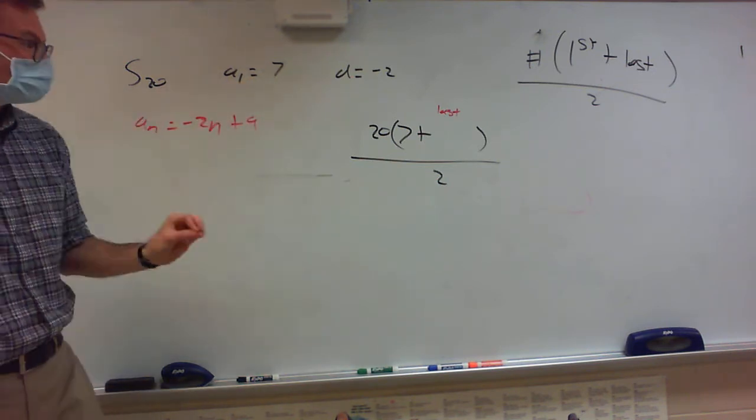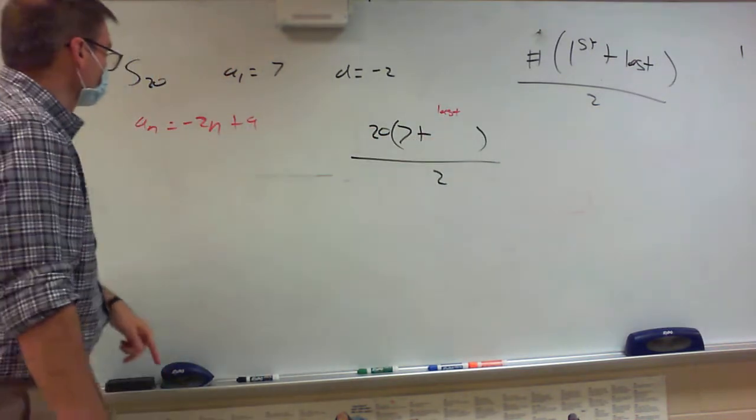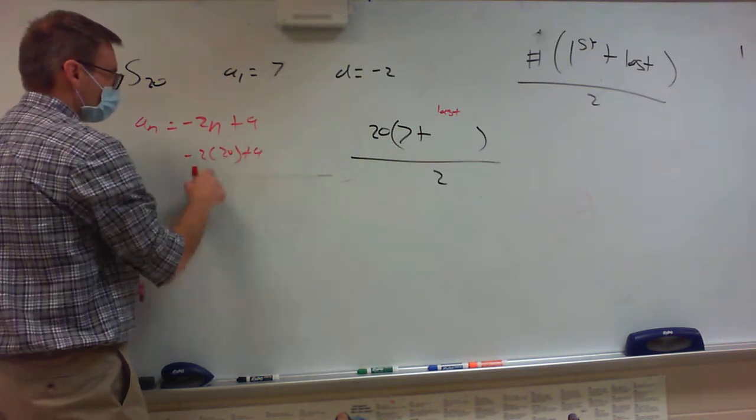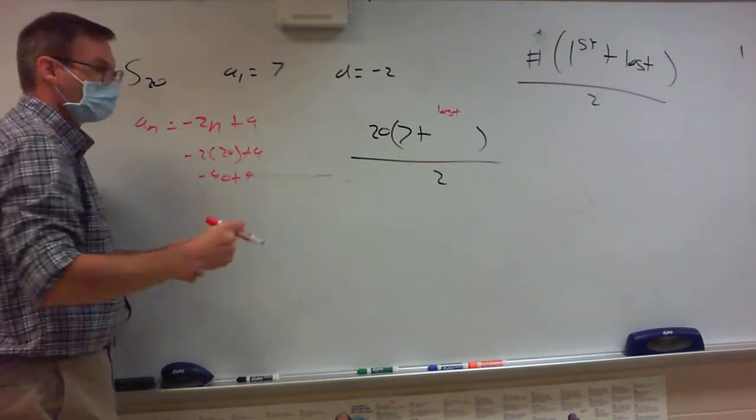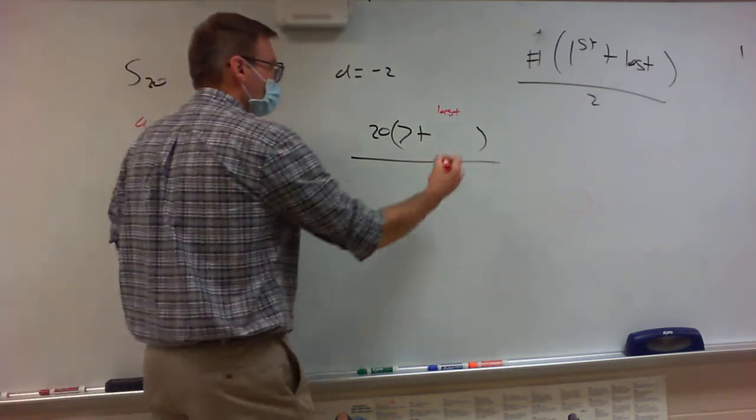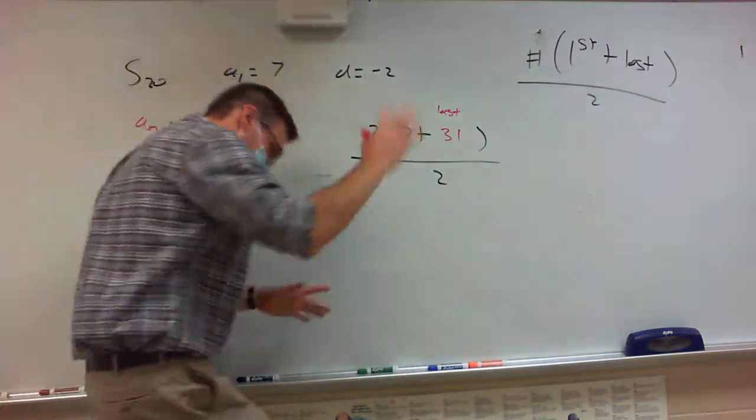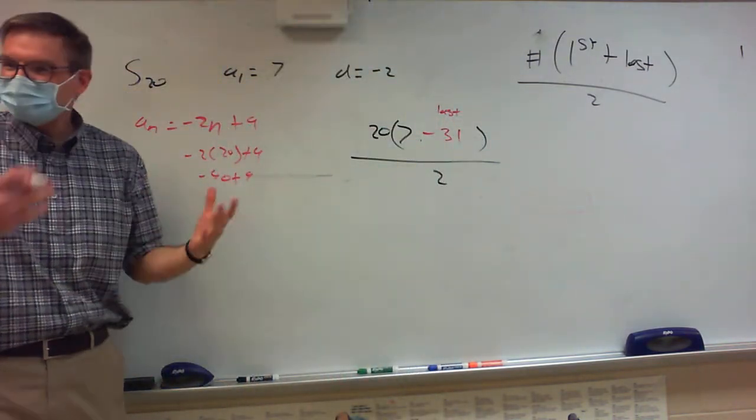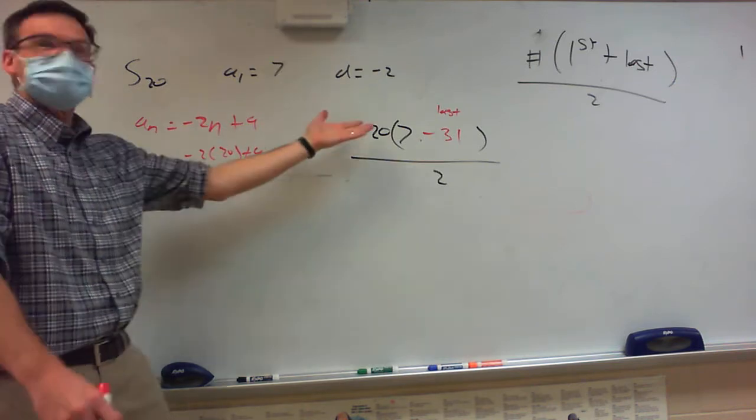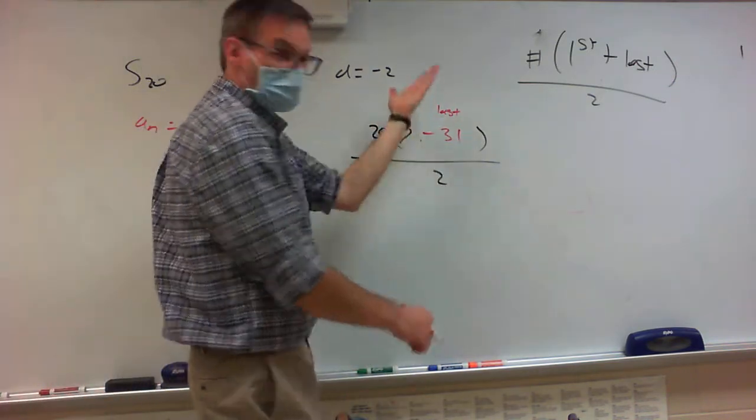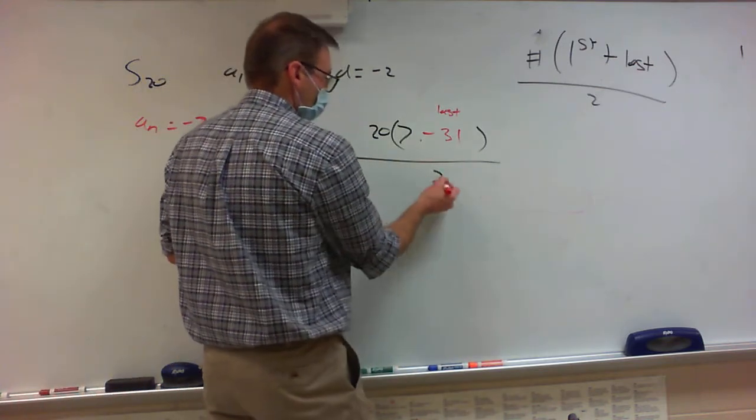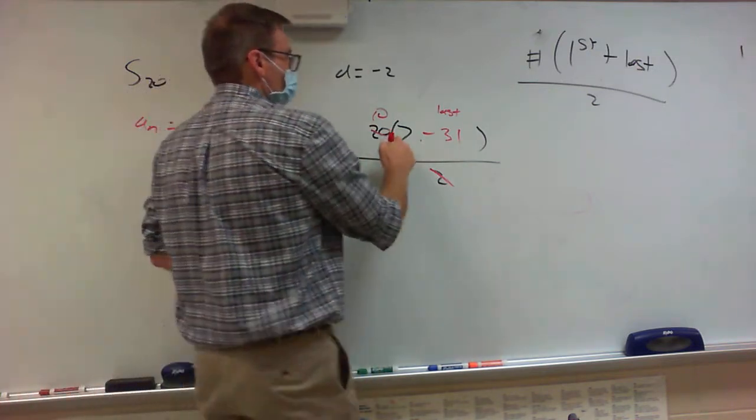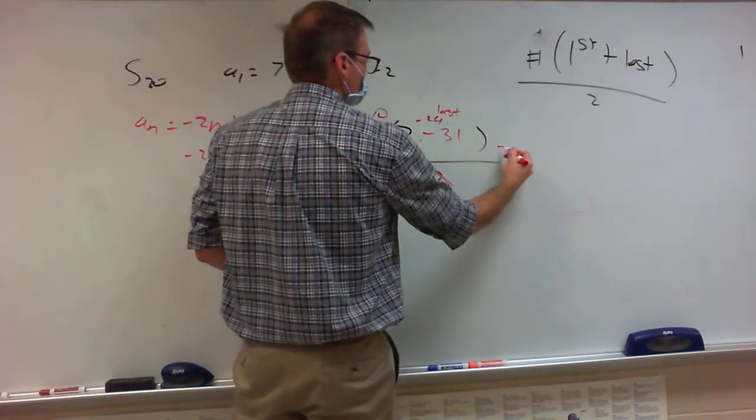Do I have enough information so that I could find my last term? Now if I plug in 20, negative 2 times 20 plus 9, so negative 40 plus 9. Everybody okay with negative 31? Did that make sense? And then it's easy, isn't it? We just plug it in. Actually, that one's really easy because 2 goes into 20 10 times. 7 minus 31 is negative 24, and so we end up with negative 240.